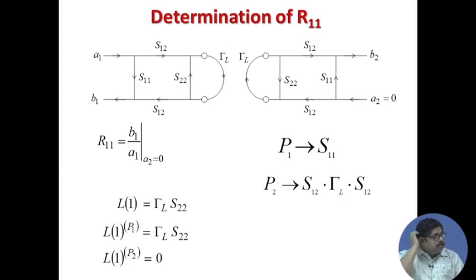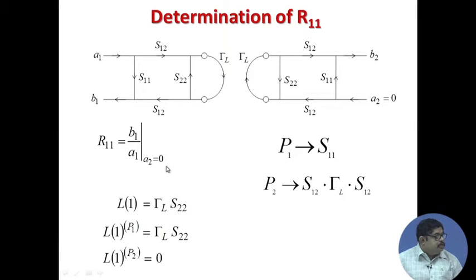Now, you see the determination of R11, the reflect case. So, this is the signal flow graph. Now, R11 is B1 by A1, that means I will have to come from here to here. One path is directly this. So, P1 is S11, another path is this, you see this. So, S12 gamma L S12 is P2. Now, loop. Where is L1? Is there any L1? Yes. This is the loop. You see, this is a loop. There are no other loops.